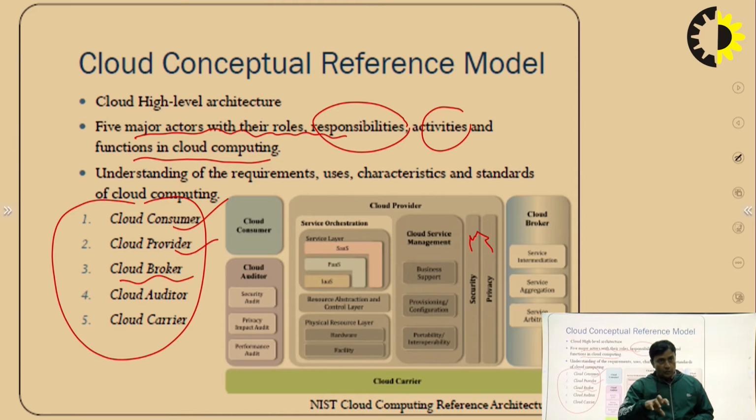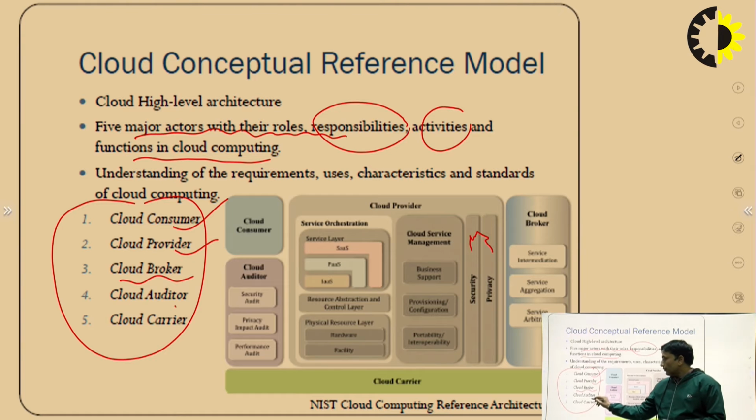As a consumer, you can go to a particular broker and take any kind of services like platform as a service, software as a service, or infrastructure as a service. So the broker integrates the services from the different providers into a common package, and that package is provided to the consumer as per need.